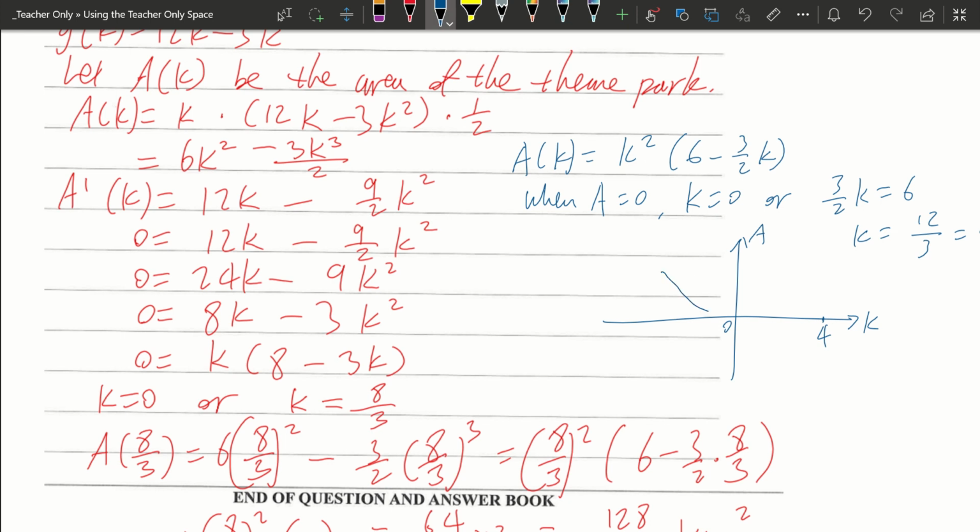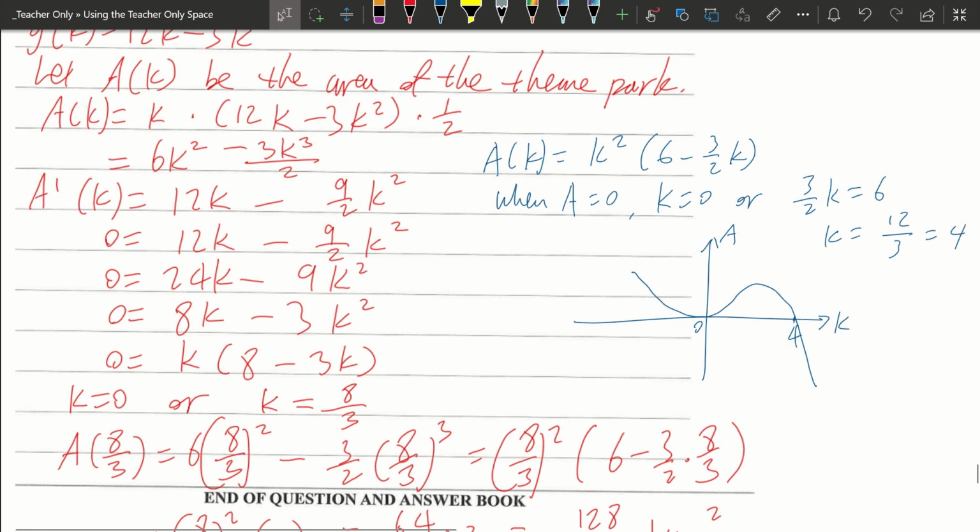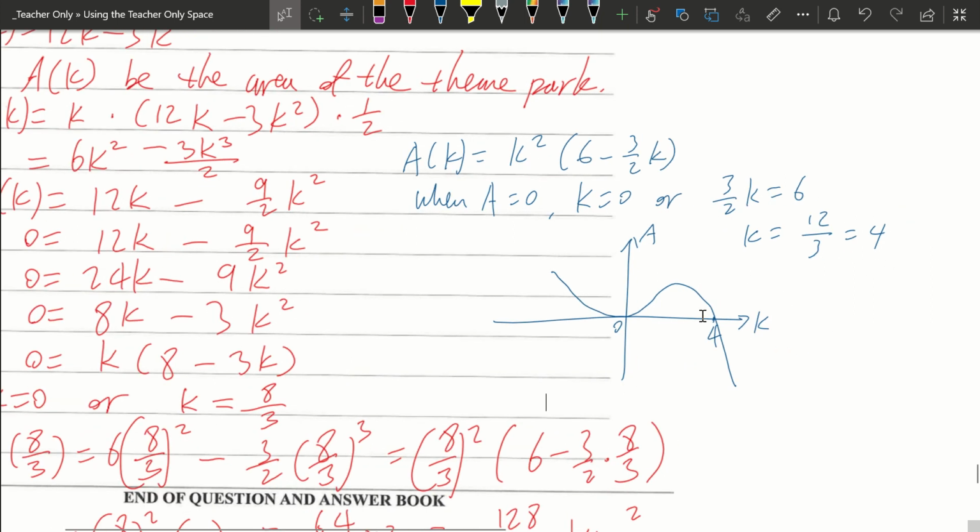Oh, sorry, let me explain myself. There's a turning point at k equals 0, because there's a k squared here. If the function has a k squared times bracket, the x-intercept that results from k squared, which is 0, we know that's a turning point. And then the other x-intercept, which is k equals 4, the curve just goes through.